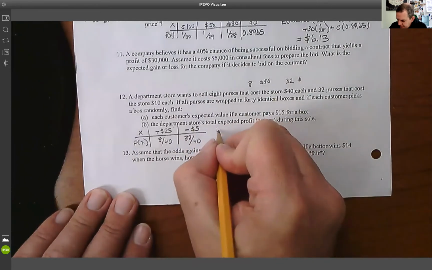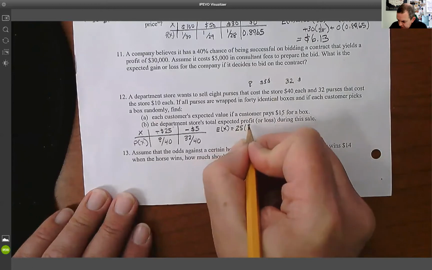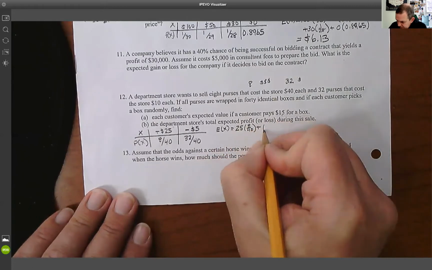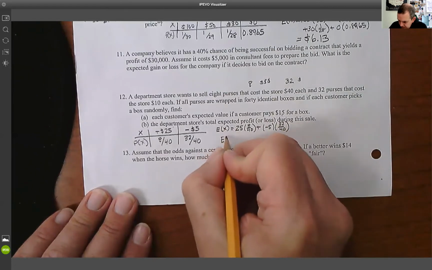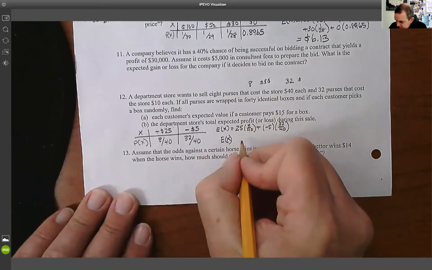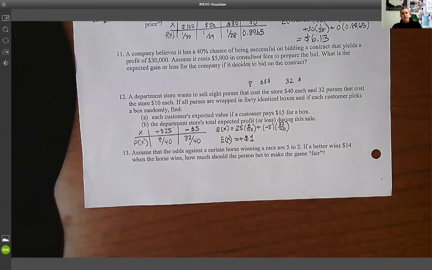And we're going to go ahead and say that the expected value for the customer is going to be 25 times 8/40ths plus -5 times 32/40ths. So the expected value here, from the customer's perspective, is going to be $1 plus $1. So in other words, you're going to, on average, make a deal on this one, even though the majority of the time, 4/5 of the time, you're going to be overspending for a purse. On average, this is a good deal for you. You should take the risk.